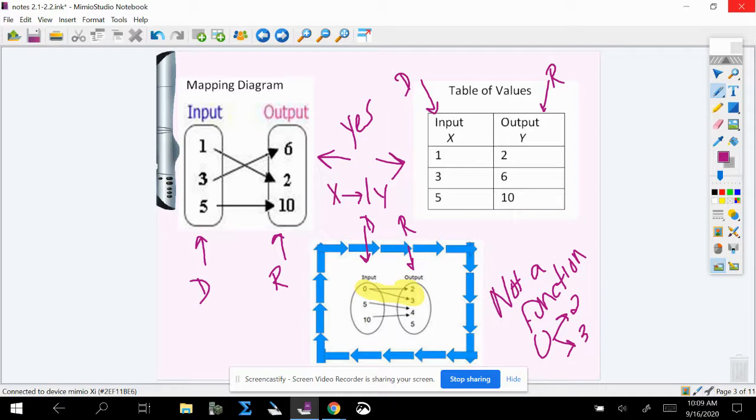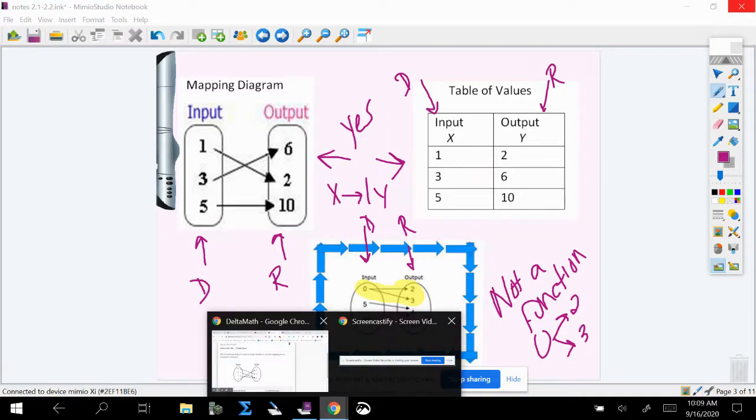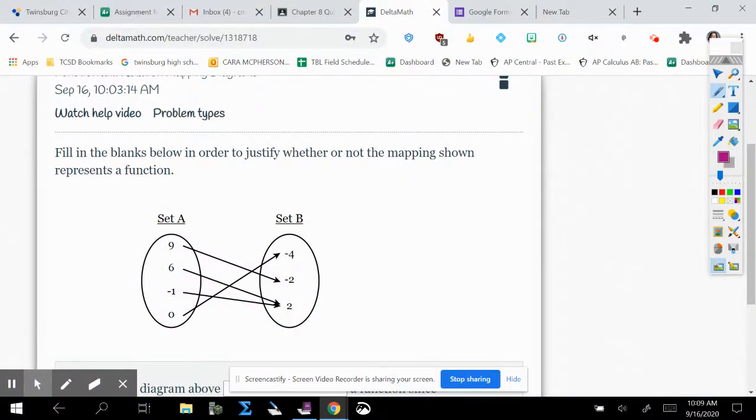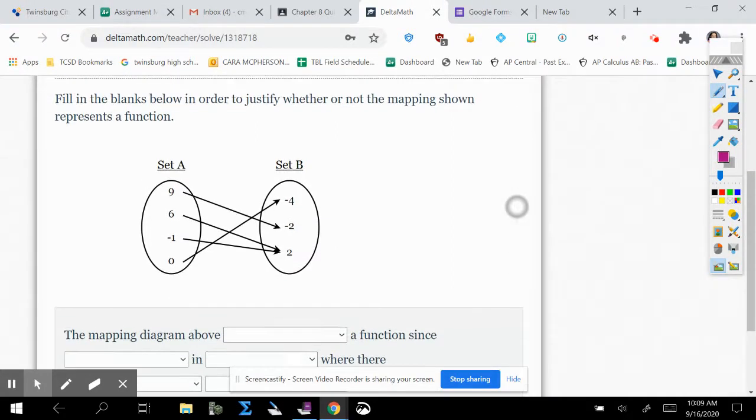So in Delta Math, let me get there. They're going to give you questions like this where you have to determine if it's a function and fill in some of these data points.